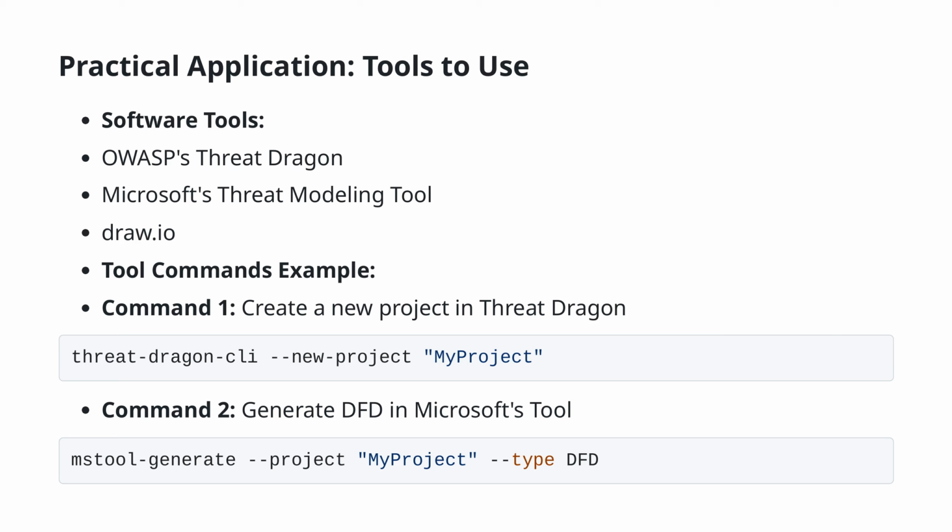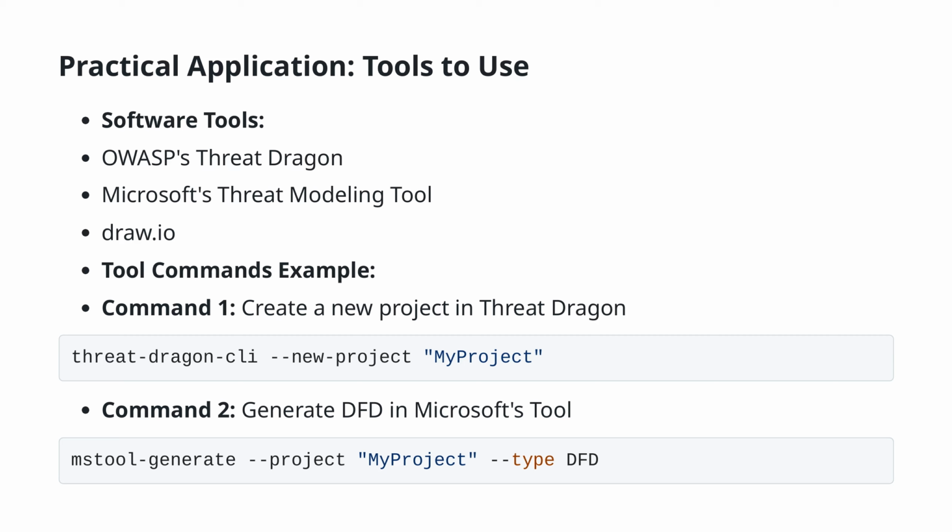2. Microsoft's Threat Modeling Tool. This robust platform helps you create data flow diagrams, DFDs, and provides automated threat generation based on your diagrams. 3. Draw.io. While not exclusively for threat modeling, Draw.io is a versatile diagramming tool that supports various use cases, including threat modeling. To illustrate practical use, here are a couple of command examples.